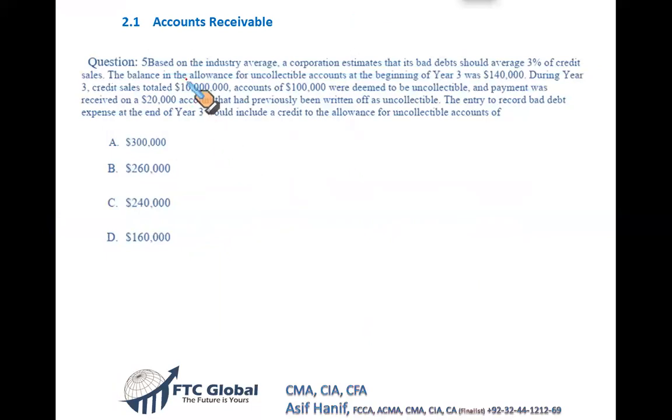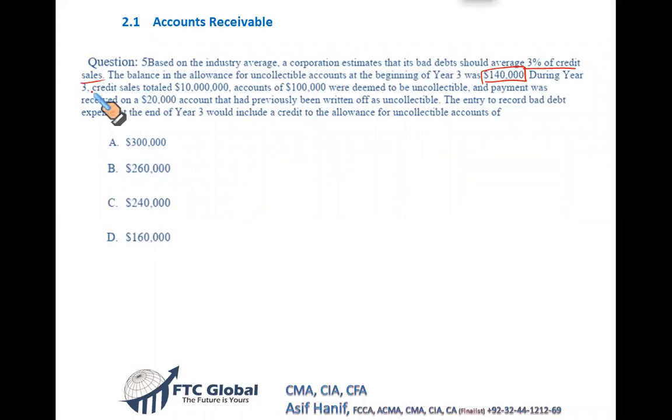Okay, next. Based on the industry average, a corporation estimates that its bad debt should average 3% of the credit sales. The balance in the allowance for uncollectible accounts at the beginning of the year was 140. Already you have this balance available in allowance, and 3% of credit sales. That is the income statement approach.